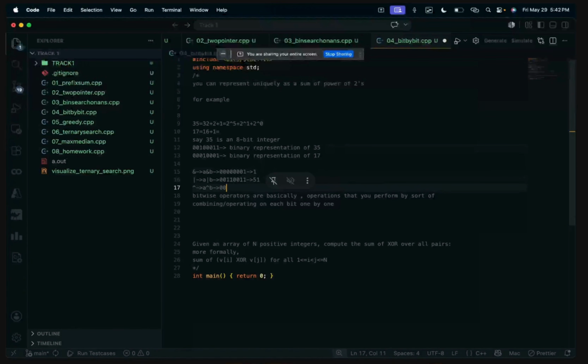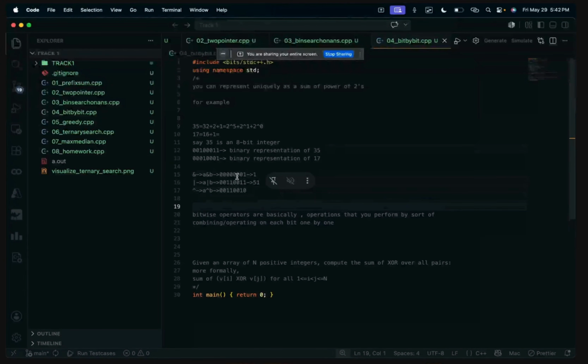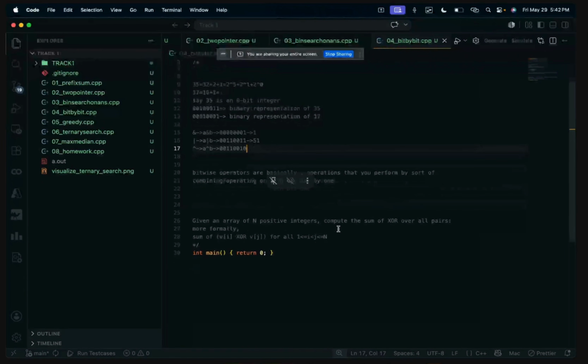So you can see that this would be 0, 0, 1, 1, 0, 0, 1, 0, which is, I don't know. Yeah. So bitwise operators are basically operations that you perform bit by bit on the two operands that you have in order to get a result, which is also an integer, and we mostly work on integers here. So let us look at this problem first.